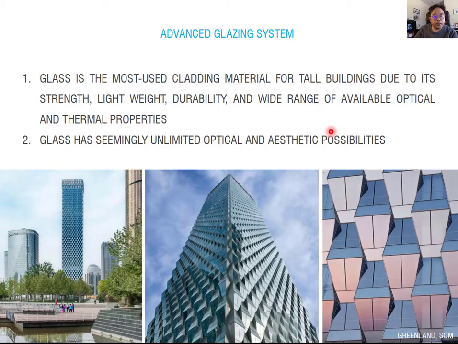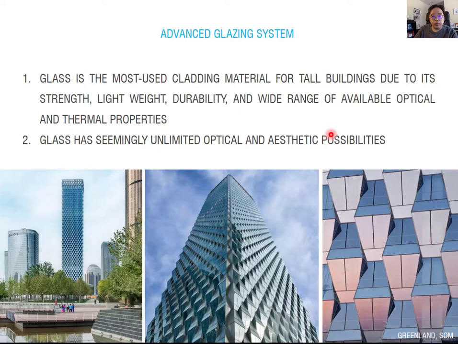So let's talk about the glazing type in the cladding system. Glass is the most popular cladding material in high-rise buildings because of its strength, light weight, durability, and transparent quality. You can design an aesthetic facade using a modular system.